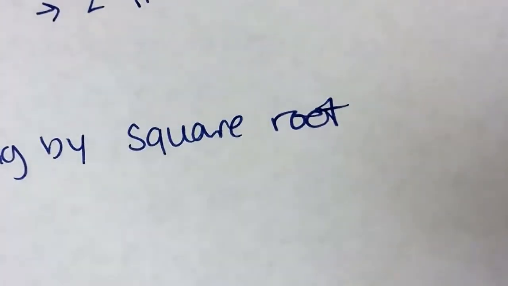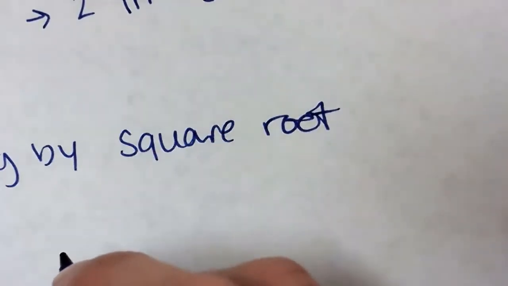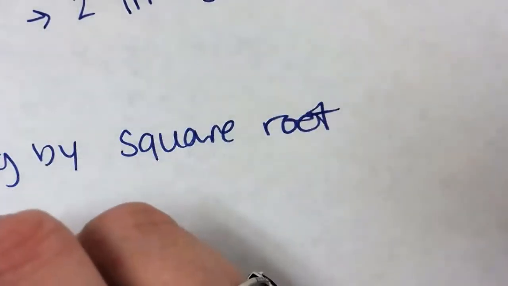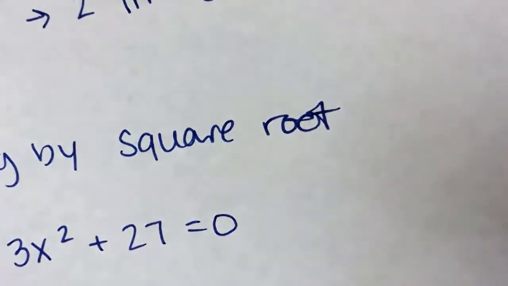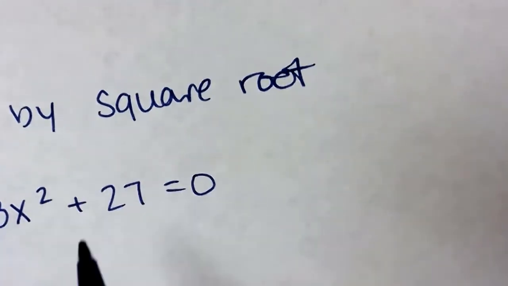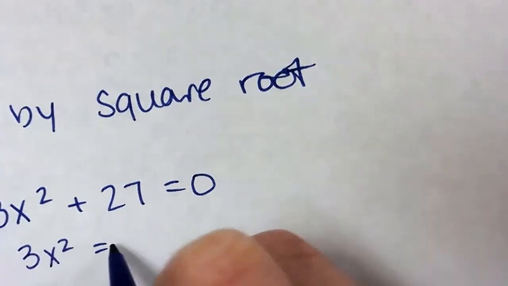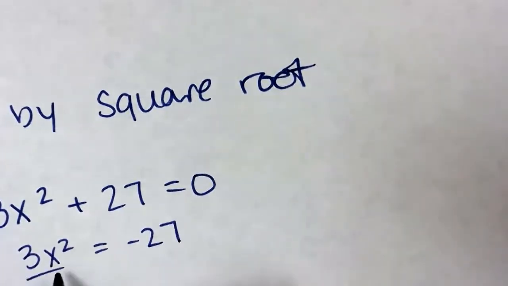So another technique we have is solving by taking the square root. That works if the values are real or imaginary. So an example of that would be 3x squared plus 27 equals 0. So if you're missing the bx term, you would say 3x squared equals negative 27. Divide both sides by 3, and you have x squared equals negative 9.